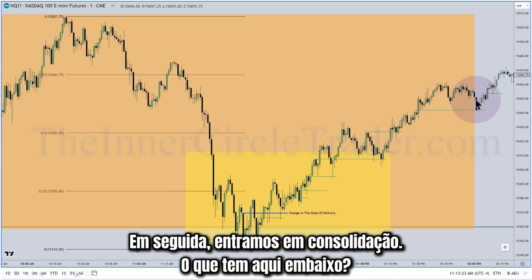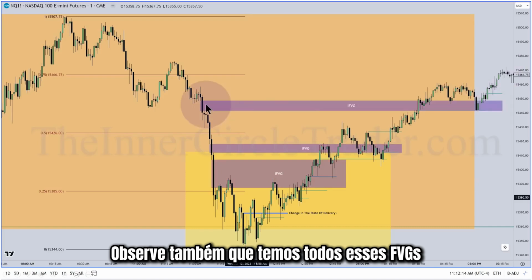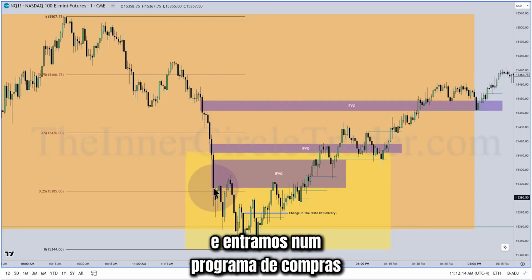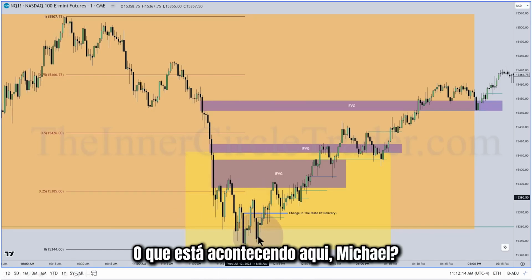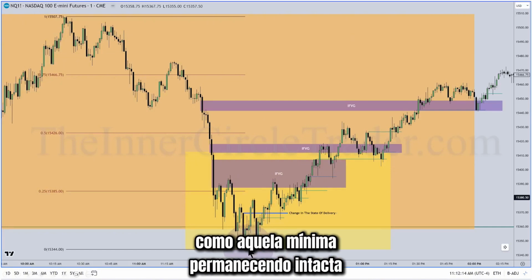And then we enter a consolidation. What's below here? Sell stops. Now we can go higher. Notice also that we have all of these fair value gaps when we have a change in the state of delivery and we enter a buy program, which is where we are from this point on there. Well, what's going on here, Michael? It's just retracing. That's all it's doing. It's allowing for a deeper discount with that low staying intact.